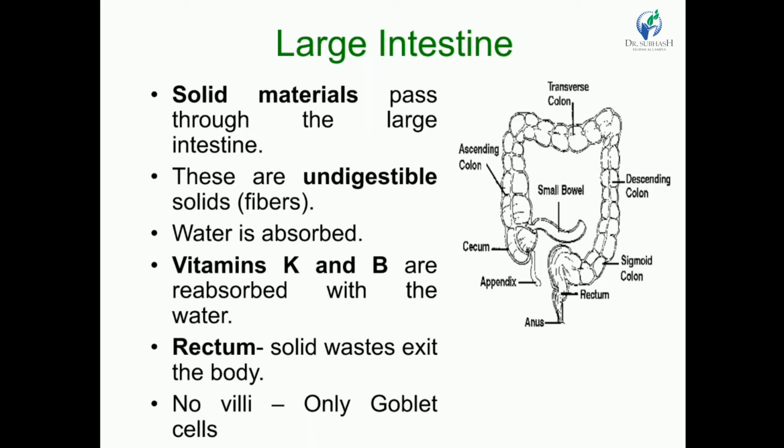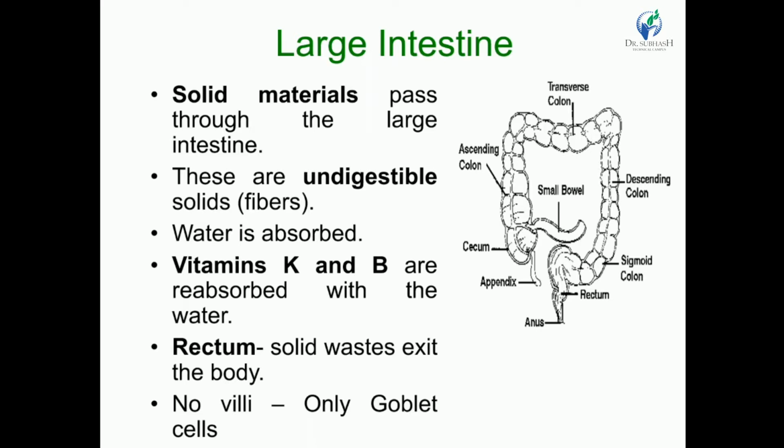Here, the last portion is the large intestine. As we can see in the diagram, there is the ascending colon, the transverse colon, the descending colon, the sigmoid colon, and at last the rectum and the anus. The ileum of the small intestine merges with the large intestine, and there is an ileocecal valve at the junction, which guards the entry of food into the large intestine, that is the colon.